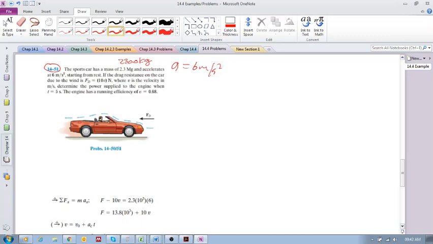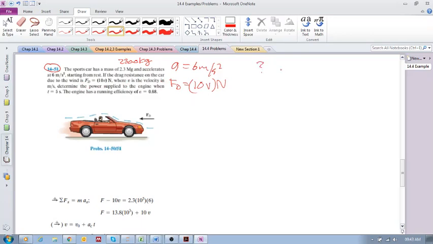The drag resistance on the car due to wind is this: Fd is 10 times velocity, in newtons. So this drag force is a function of velocity, where V is the velocity. Determine the power supplied to the engine.